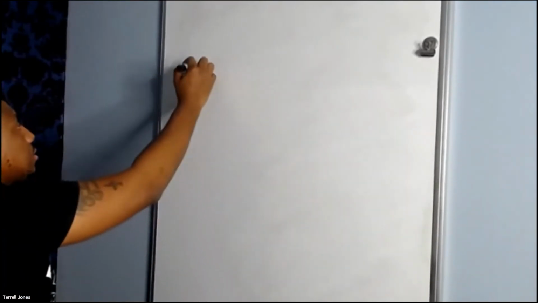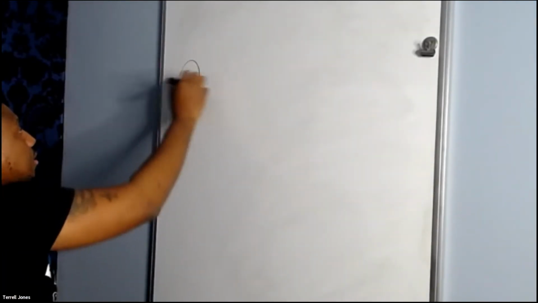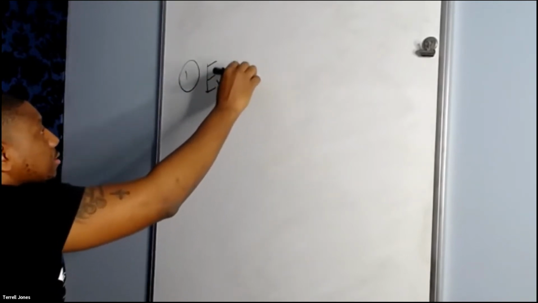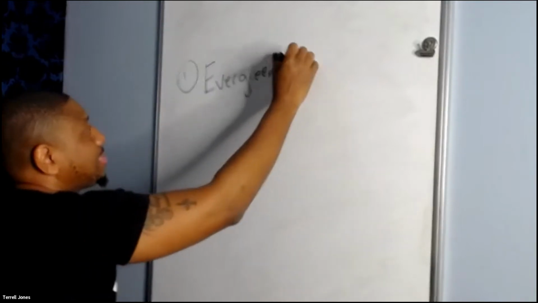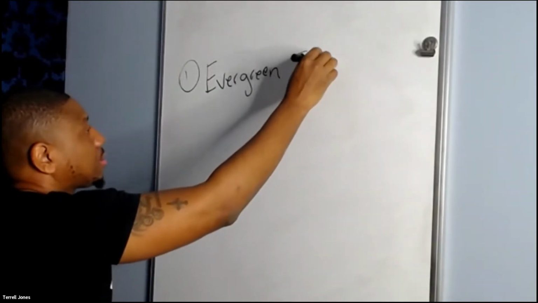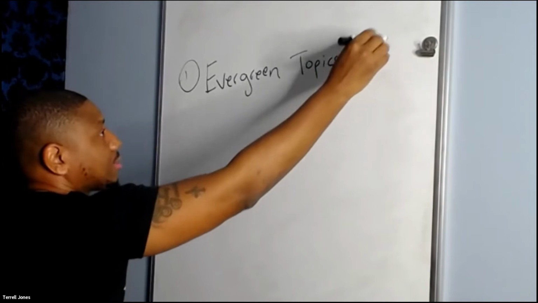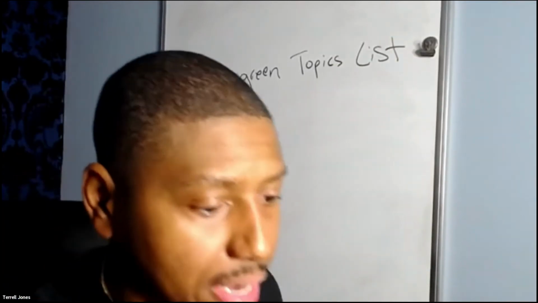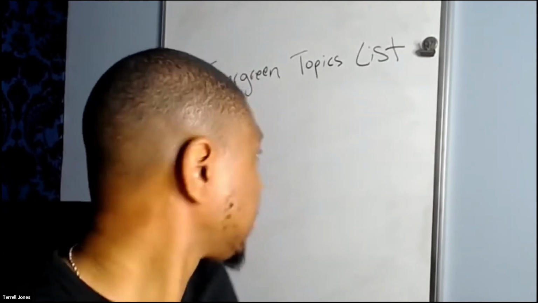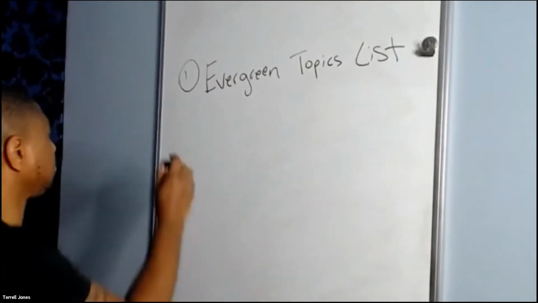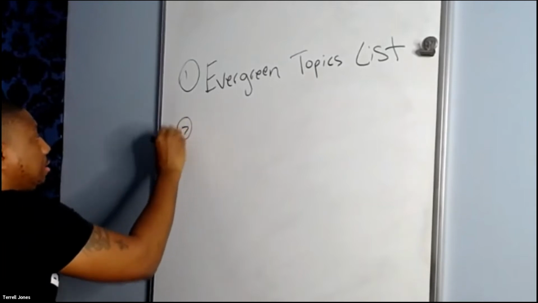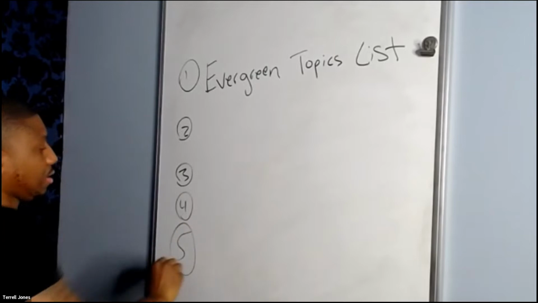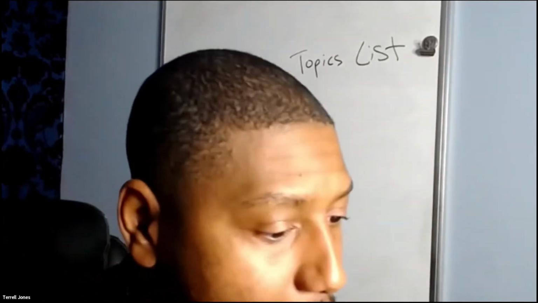Number 1 is, write this down, evergreen topics list. An evergreen topics list. Let me make sure I got it, because we're going to do 5 today. 2, 3, 4, 5. So the very first is, so coach, what do you mean by evergreen topics list?